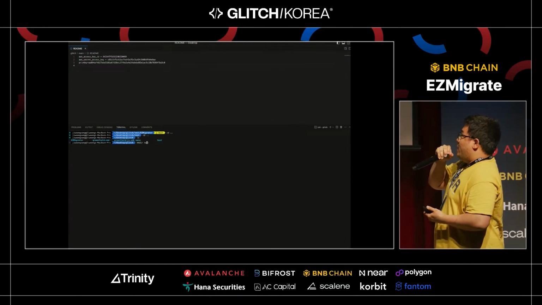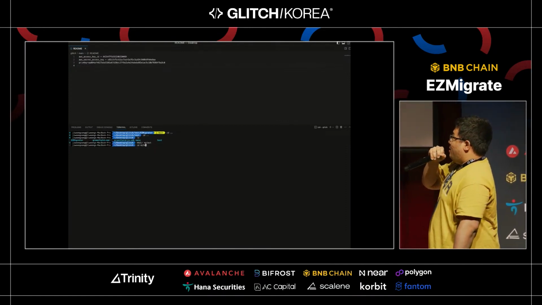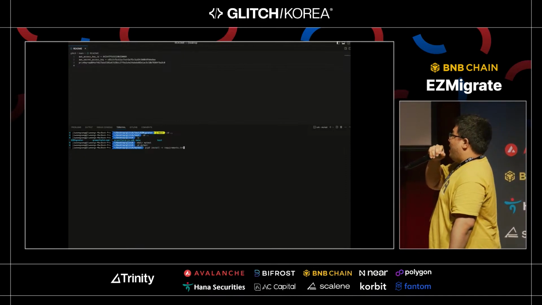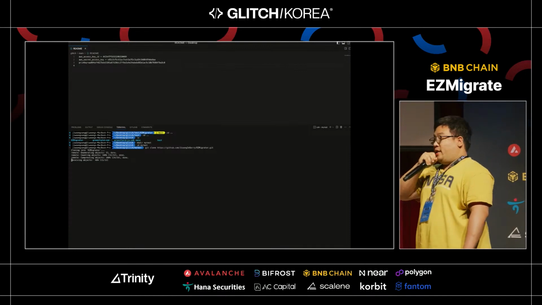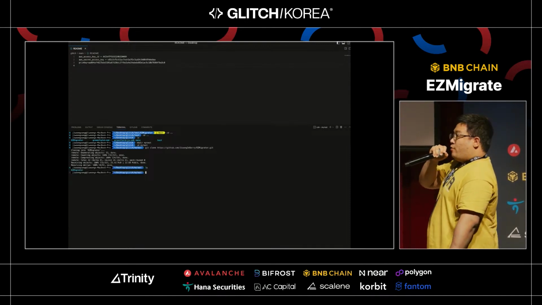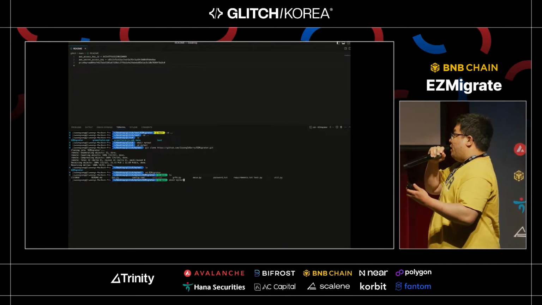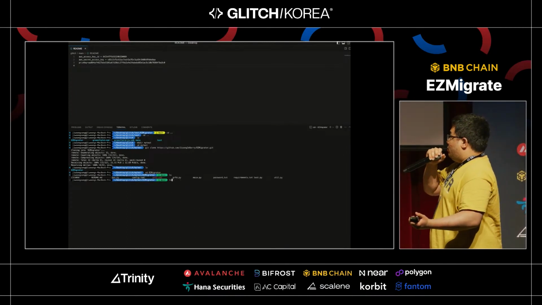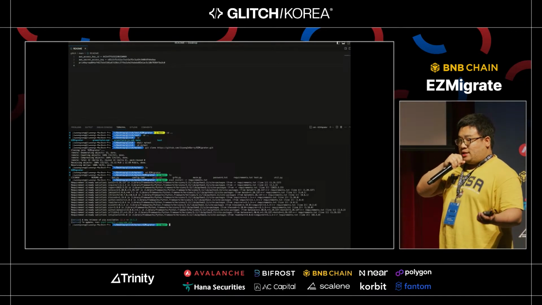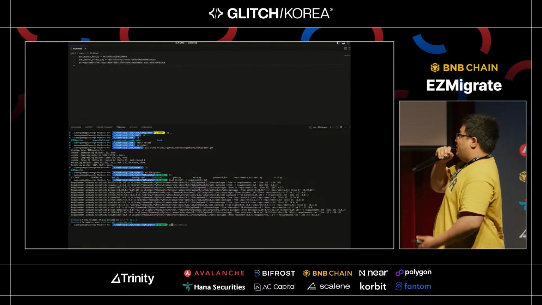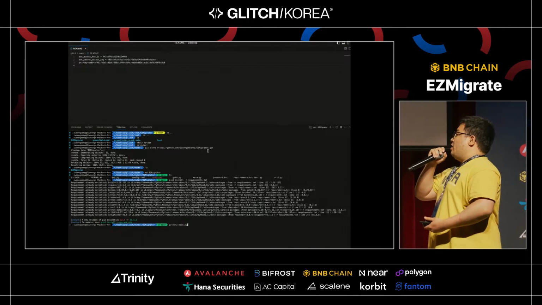So we will make a temporary directory, and then we will move to the directory and clone the EZMigrator Git. The EZMigrator consists of Python code. Before we start building, we need to install the requirements, and the requirements are listed in requirements.txt. After we install the requirements, we can finally start running.